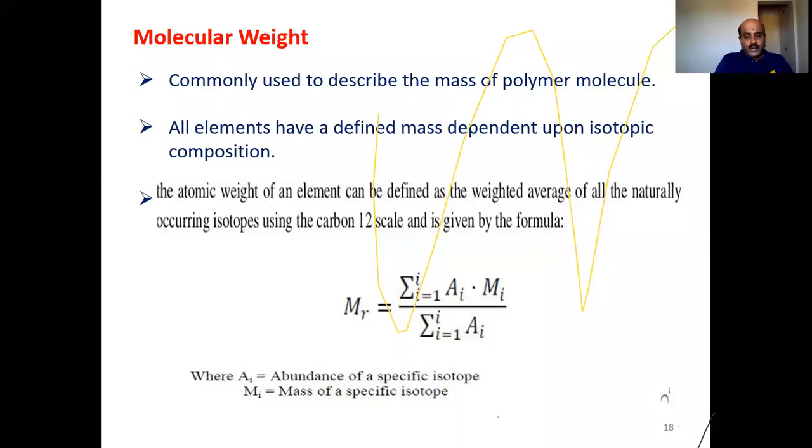This molecular weight of an element can be defined as a weighted average. Generally, we use the weighted average method of all naturally occurring isotopes using the carbon-12 scale, and it is given by the formula. I think you can see the formula on the slide. Here, A_i corresponds to the abundance of a specific isotope and M_i corresponds to the mass of that specific isotope.